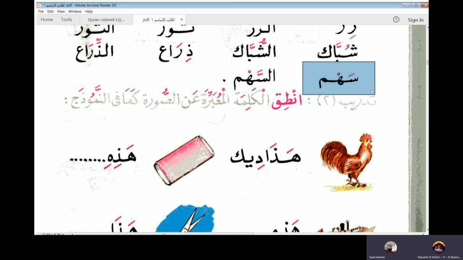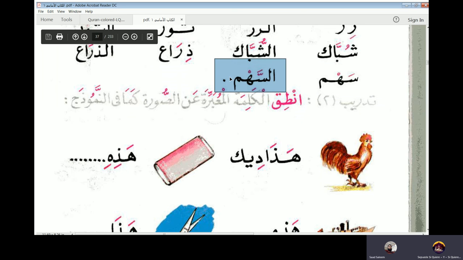Okay, that's a dal. Okay. And Sahmun is another word we just learned. What's Sahmun? Arrow. Yes. And Assahmu is the arrow. Oh, arrow. Yes, arrow.